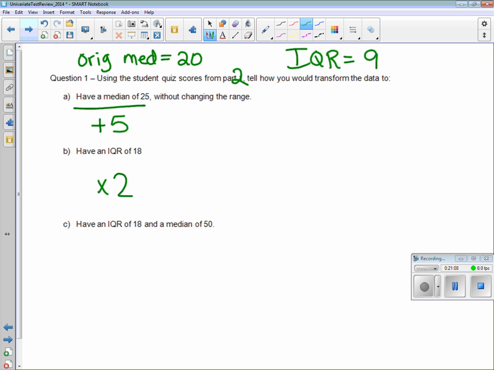Okay, let's see. If I multiply by 2 first, everything's affected, right? Everything's affected. So if I multiply both of these by 2, my new median is now 40, and my new IQR is now 9. I'm sorry, 18.